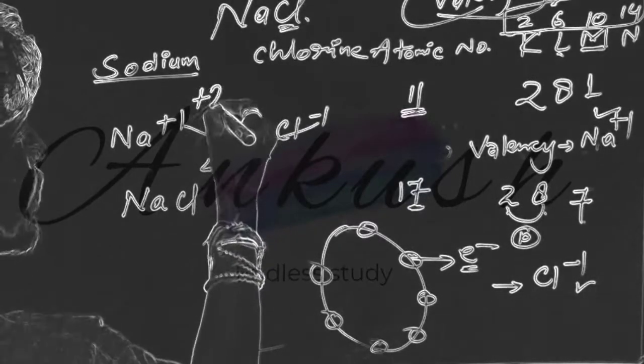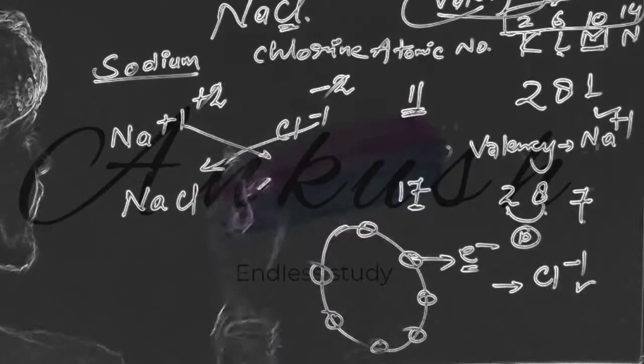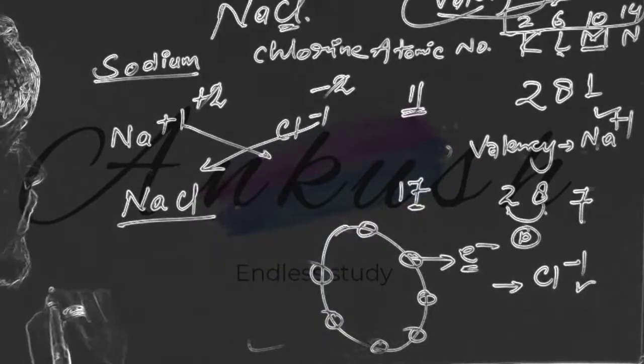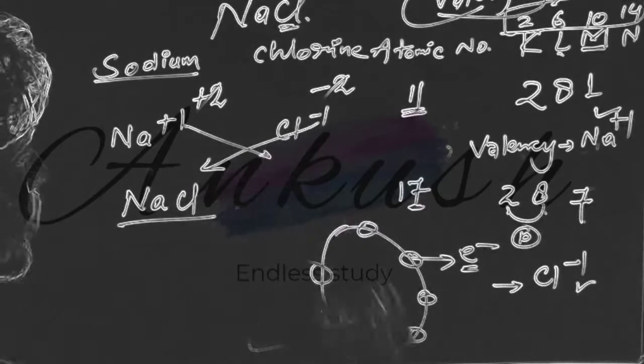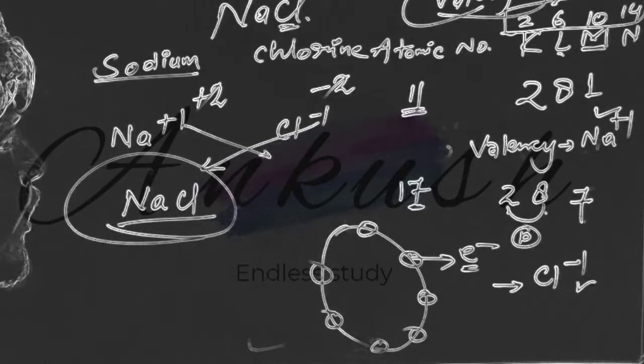Suppose here it was +2 and here -2. So they will get cancelled. It will be same NaCl. We will take similar examples regarding this also. So this is how the sodium chloride NaCl formula got formed.